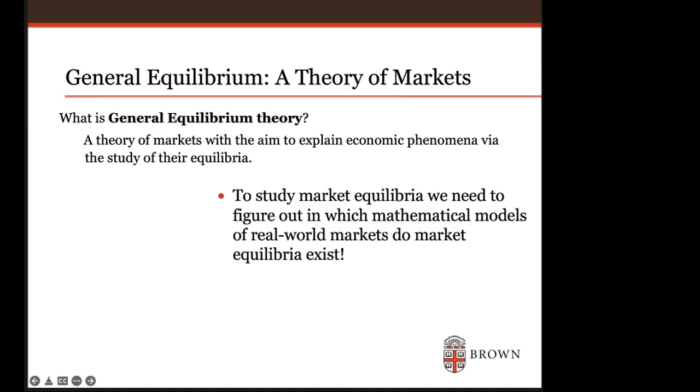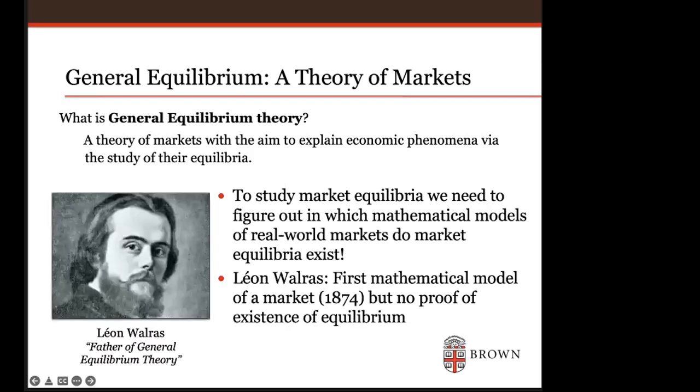This question was asked by economists for a long time. The first economist who tried to model markets mathematically was Léon Walras, a French economist. In 1874, he proposed the first mathematical model of a market and argued that in this market we could compute an equilibrium, and that eventually everything would settle into an equilibrium. However, at that time he didn't have the tools or maybe the ideas to formulate the equilibrium concept well enough to actually prove the existence of equilibrium.